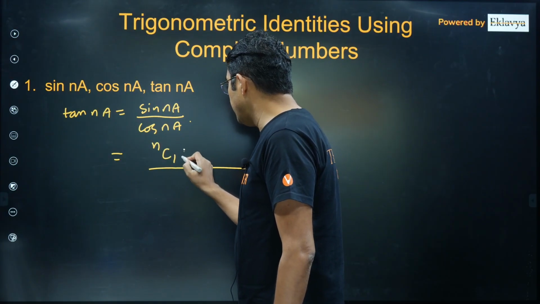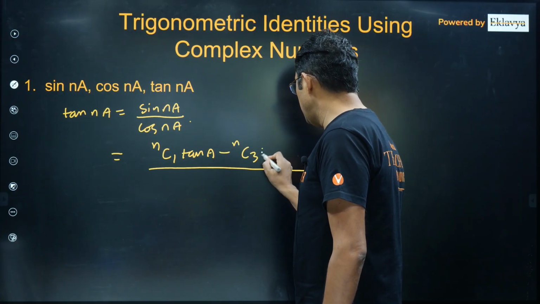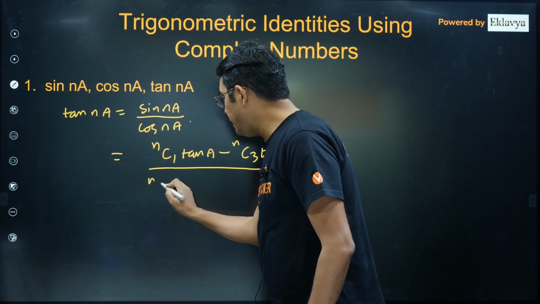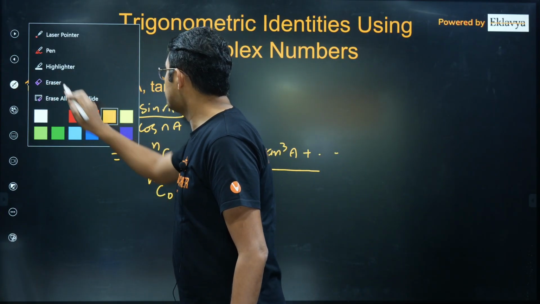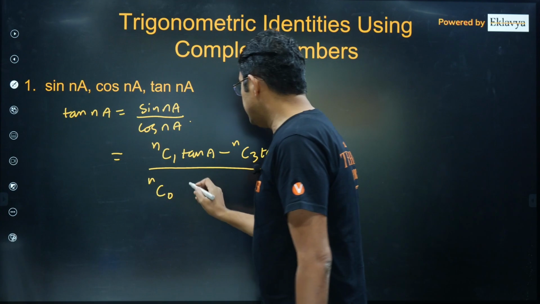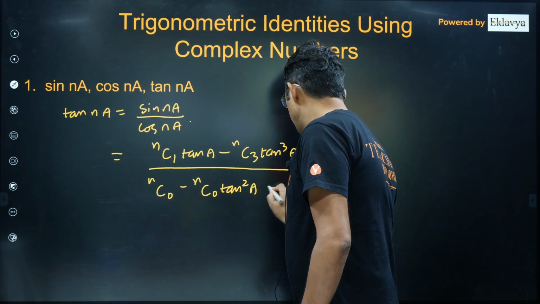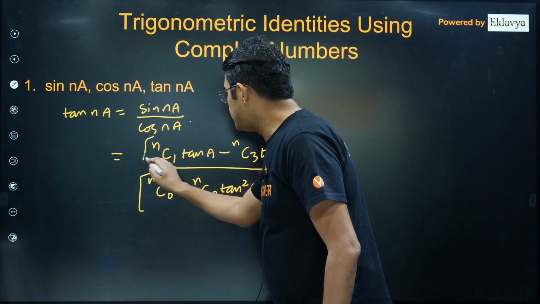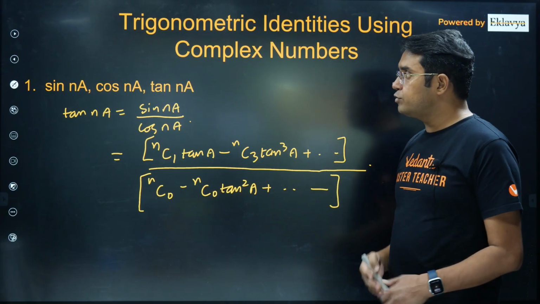So it will be NC1 into tan A, then minus NC3 into tan cube A, and so on. In this case it will be NC0, only NC0, yeah, NC0 minus NC2 tan square A plus, and so on. So this is how your tan NA formula works, or how it comes actually, and this can be useful in many questions.